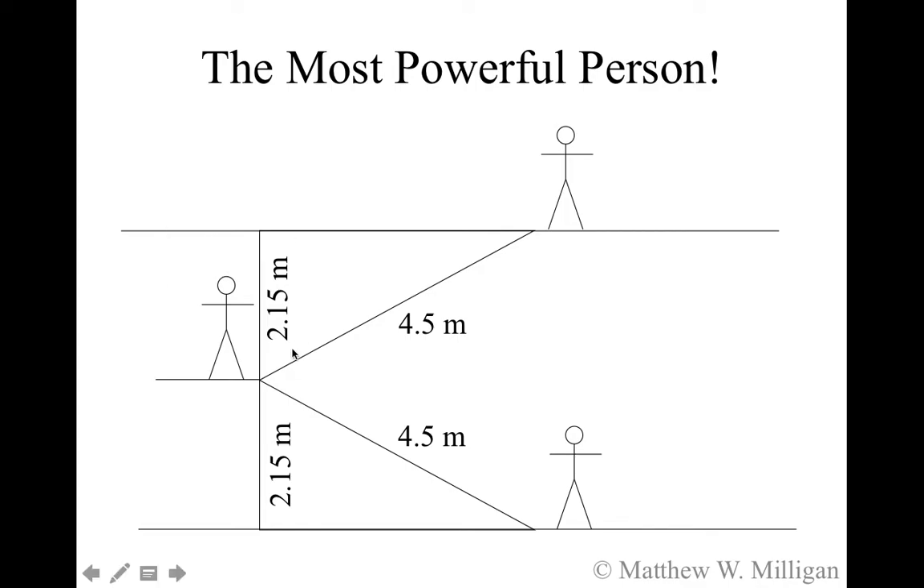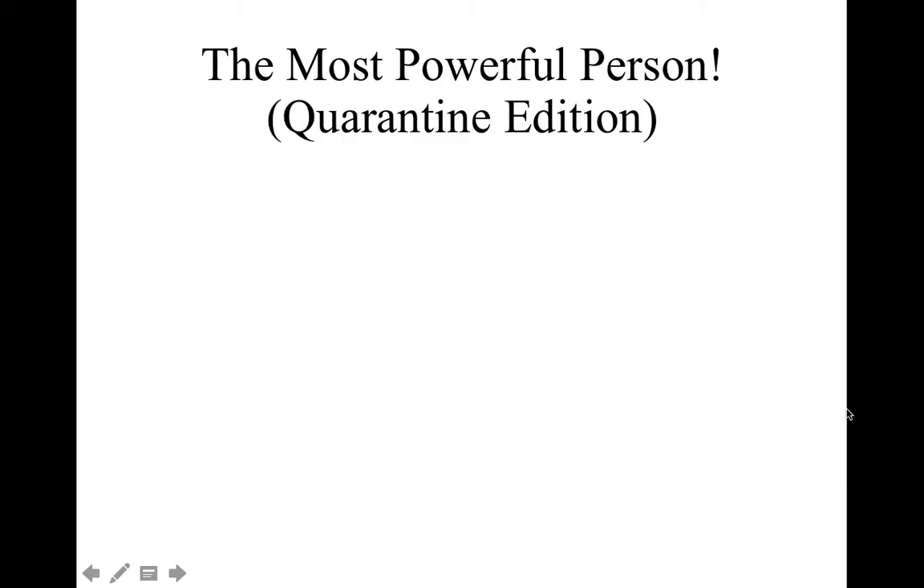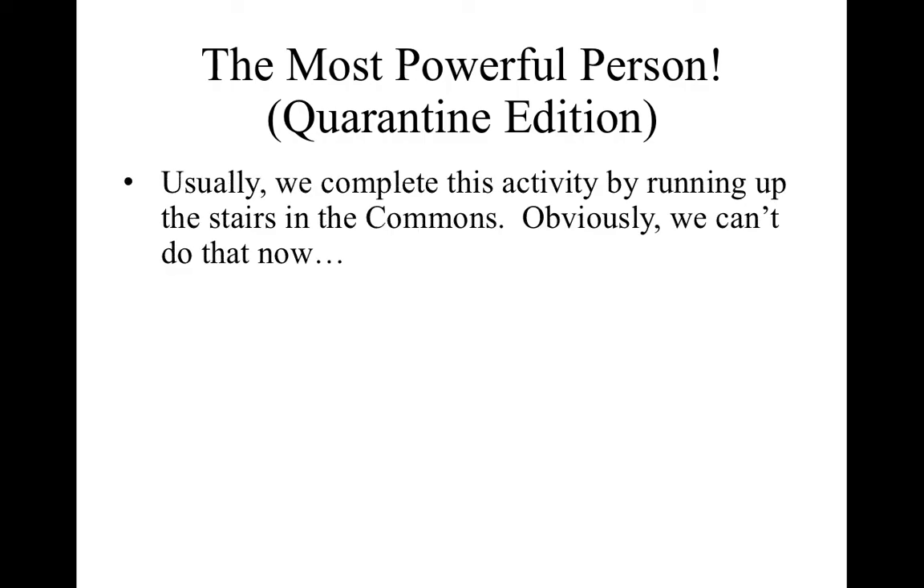This is a diagram of the stairway in the Commons of Farragut High School. You have about 2.15 meters to the landing in the center, and then up to the top, the second floor, in front of the library where you're looking there. And horizontally, we have about 4.5 meters right there. However, we obviously can't do that, so we have the most powerful person, quarantine edition.